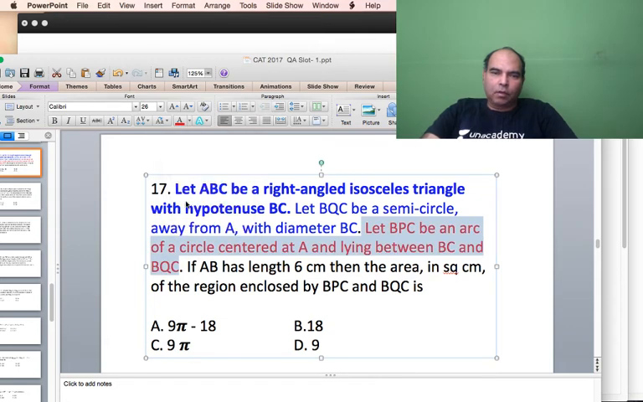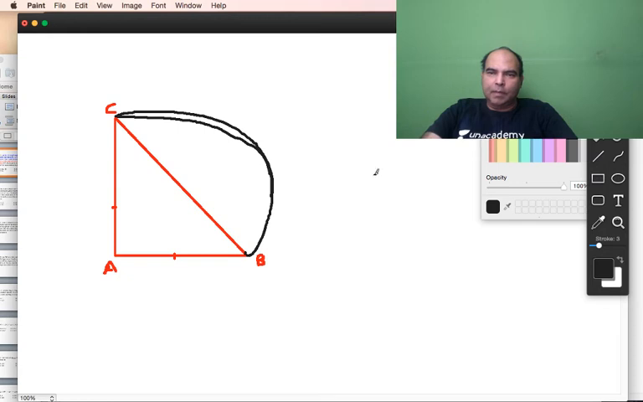What this is saying, BPC is an arc of a circle centered at A and lying between BC and BQC. That means there's another arc which is plotted here, where the center of the circle is taken as A.